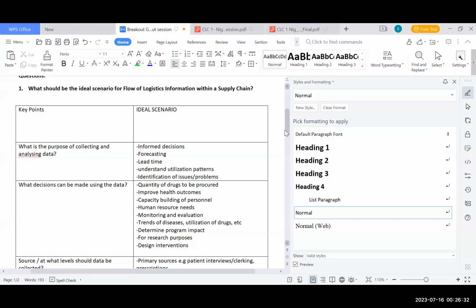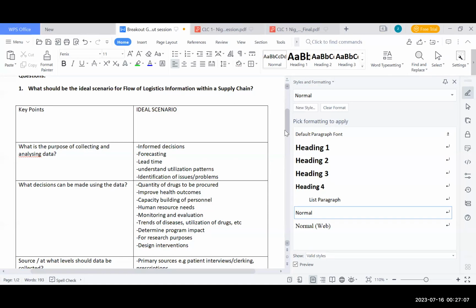forecast and procure commodities. You also need data to understand utilization patterns of drugs, and also identify issues or problems in the hospitals or regarding any drug system. So decisions that can be made using data are: one, quantity of drugs to be procured, maybe in the hospitals, in the other service delivery points, maybe in the hospital pharmacy, and so on and so forth.